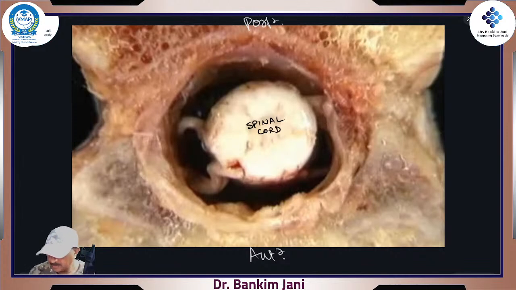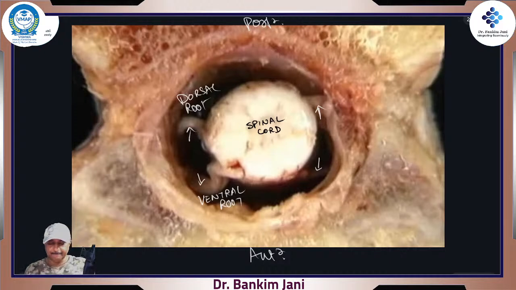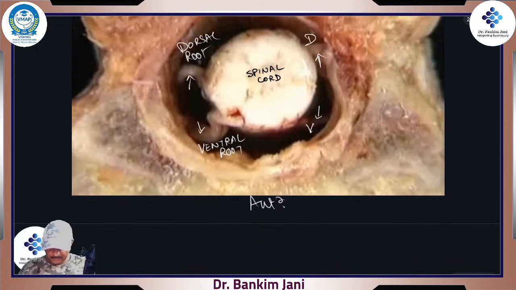Can you see 1, 2, 3, 4? These are, say, dorsal and ventral. So this is anterior. So here this would be the ventral root, correct? Similarly, this one would be the dorsal root. Same way, dorsal and ventral.